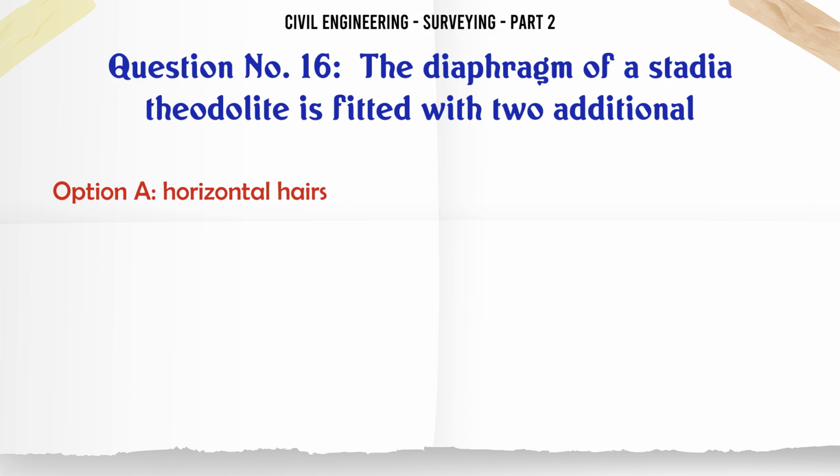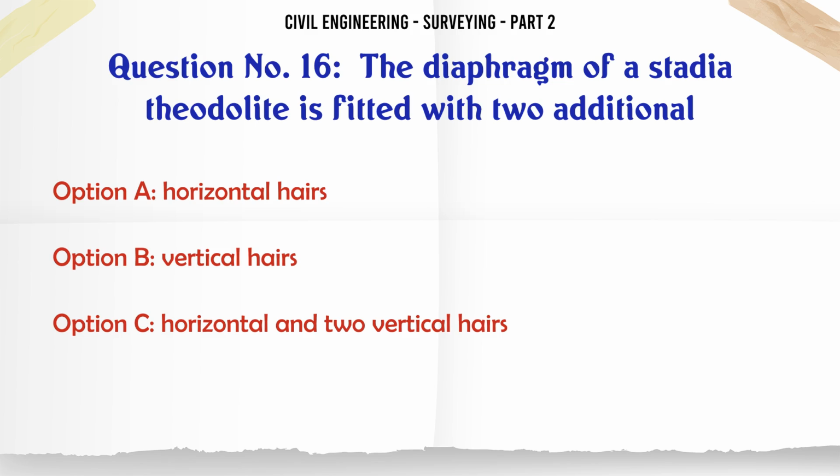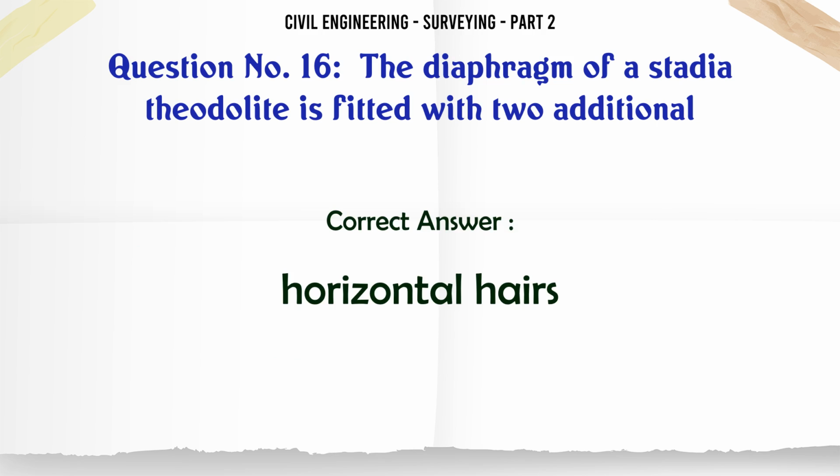The diaphragm of a stadia theodolite is fitted with two additional A. horizontal hairs, B. vertical hairs, C. horizontal and two vertical hairs, D. none of these. The correct answer is horizontal hairs.